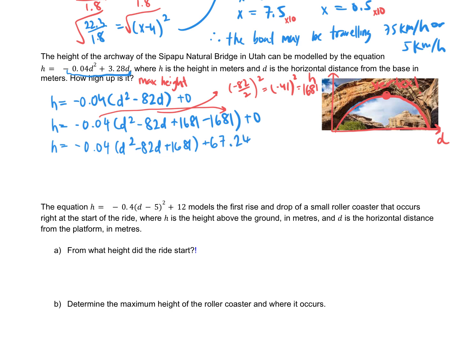And now I can factor that trinomial either with the crisscross, either by looking here for my shortcut, or square rooting the outside terms, up to you. I know it has to start with d because it's d squared, and it should be negative 41. Because negative 41 times negative 41 is 1681 and does add up to the negative 82. And now I know the vertex is 41, 67.24. And we know d is on the x-axis, h is on the y-axis.